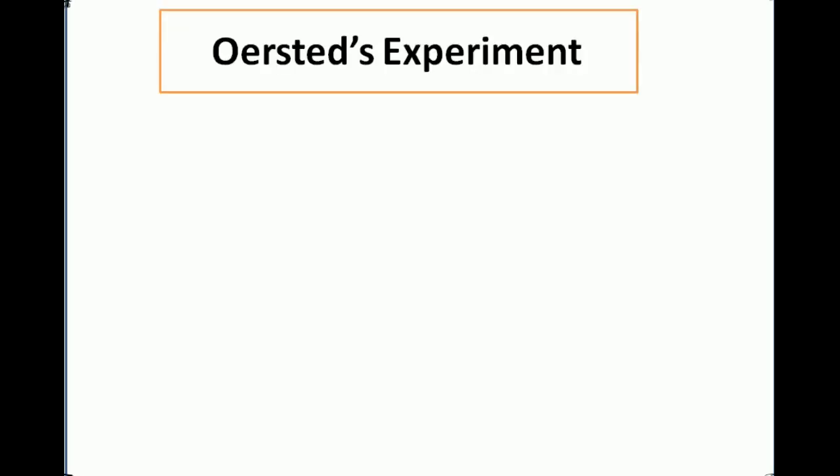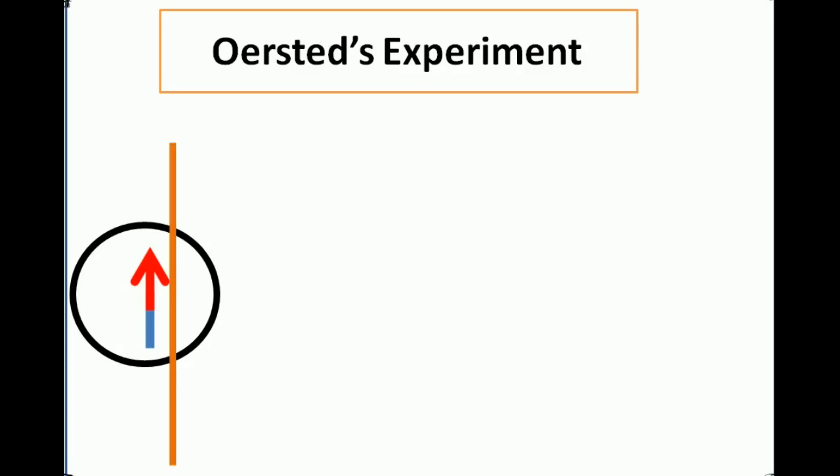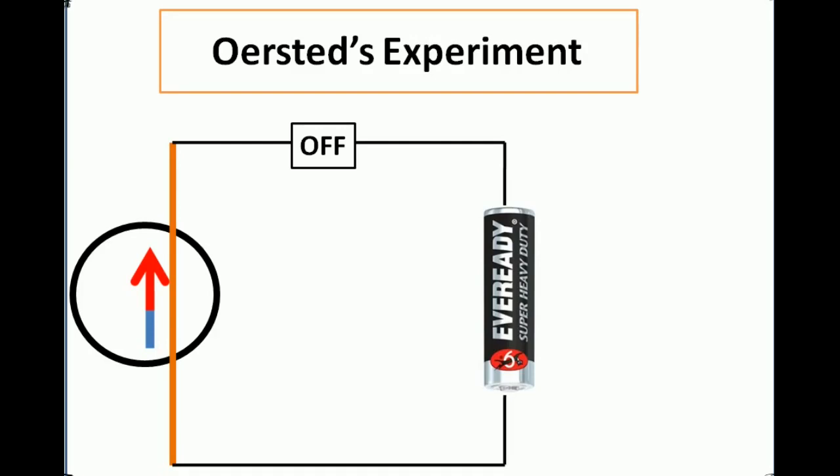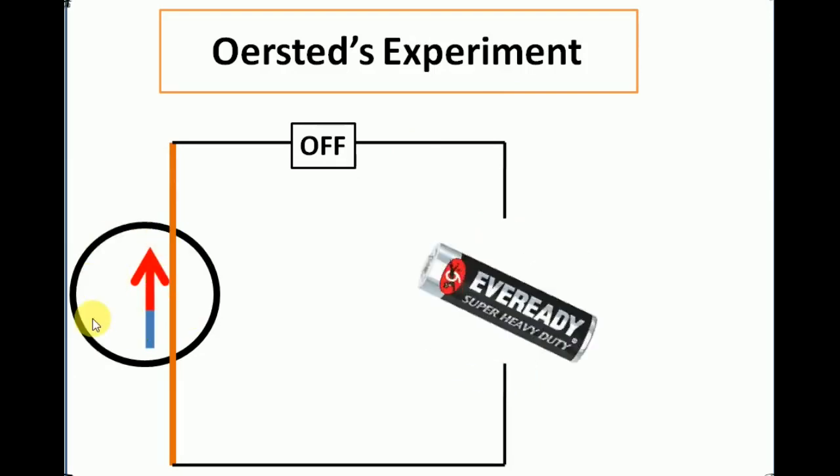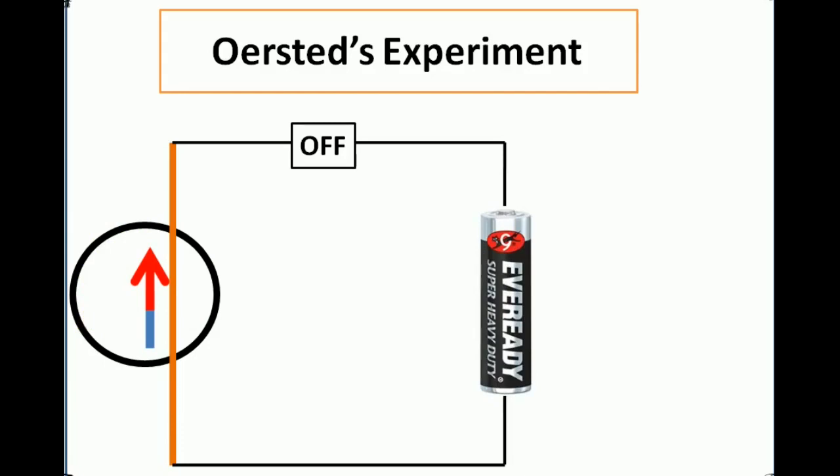Now let's talk about the Oersted experiment. He took one magnetic compass and placed it near a conductor, and he connected the conductor with the circuit. When he switched on the circuit, there was a deflection in the magnetic compass. When he turned off the circuit, the magnetic compass came back to the same position, and when he changed the direction of the current, the direction of the deflection also changed.